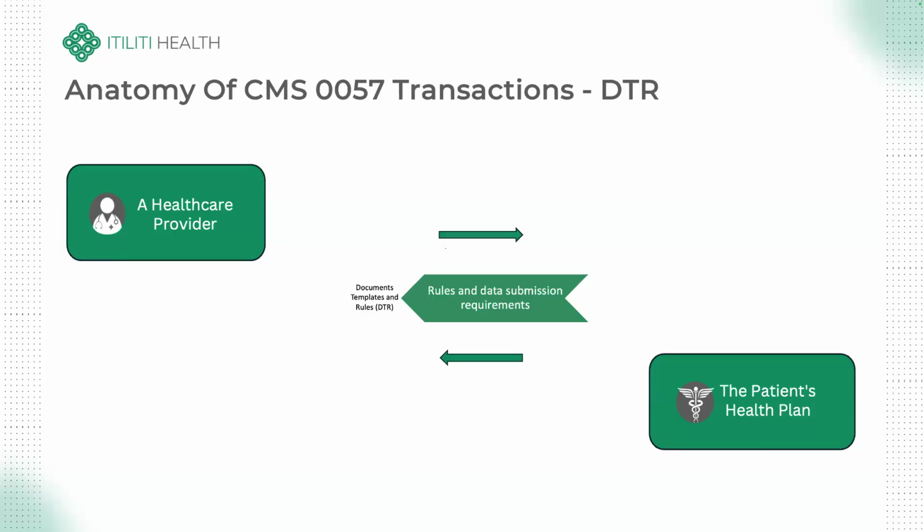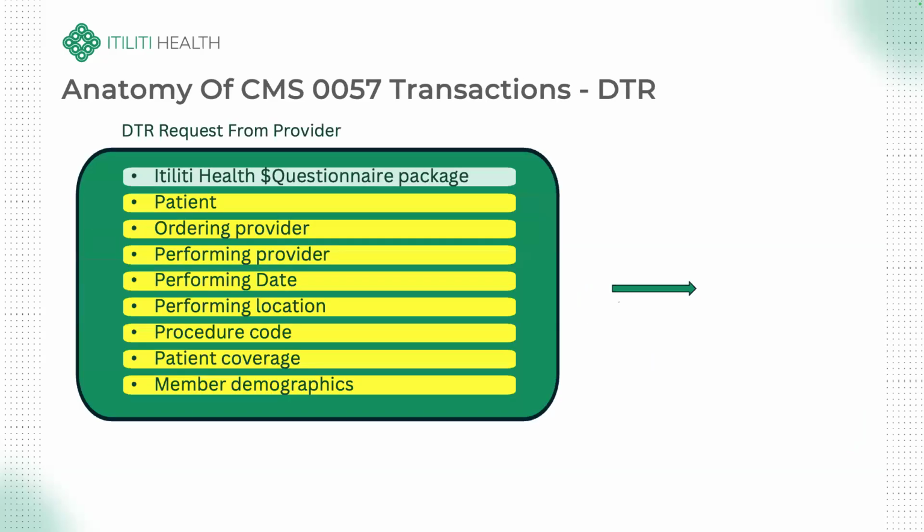So the next transaction that happens in a very similar way is the documents, templates, and rules transaction. And this is the scenario where the provider now, because of the CRD transaction, knows that there is a prior auth required for a particular procedure, and there needs to be some information gathered in order for that procedure to be approved. And so at this point, the provider sends over a request for that questionnaire and that information request. So Keith, I'll leave it to you to talk a little bit more about this transaction.